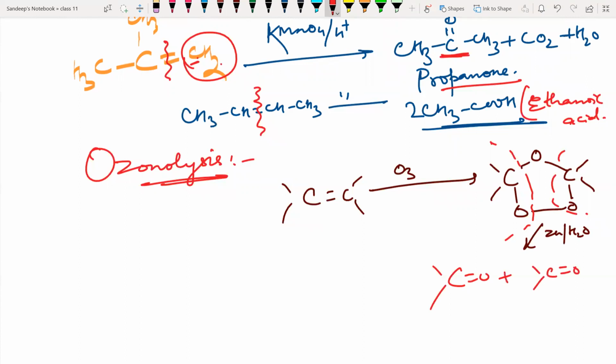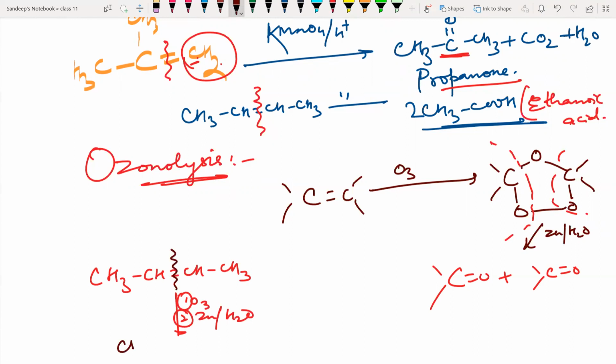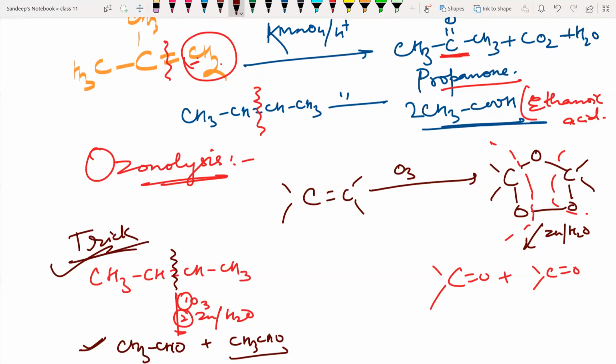So keep in mind that suppose you have this compound, this is called butene. If you are treating with ozone and then zinc and water, what you need to do is just clip from here and put oxygen. So this is also ethanal. So 2 moles of ethanal are formed from butene. So this is the trick. If they give you the product, just bring both the carbon-oxygen double bonds, remove both the oxygens and join with a carbon-carbon double bond to get the parent alkene from which that product has been formed.